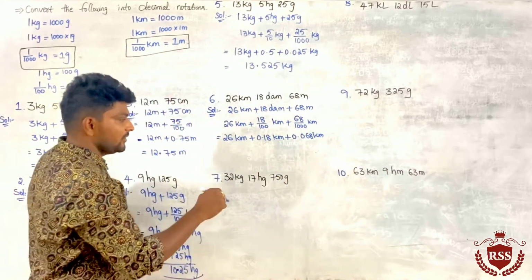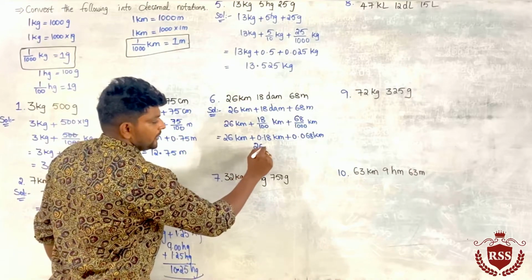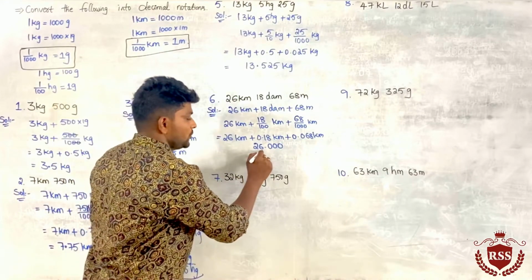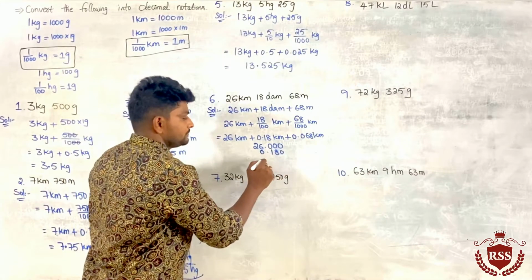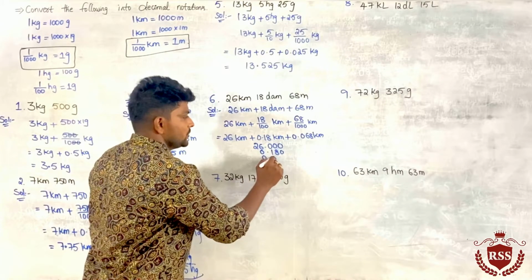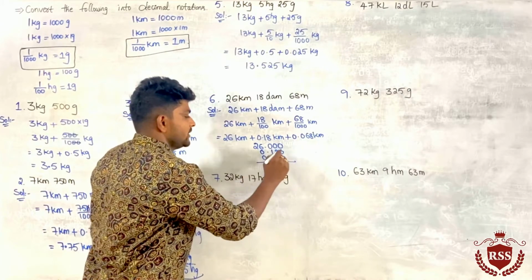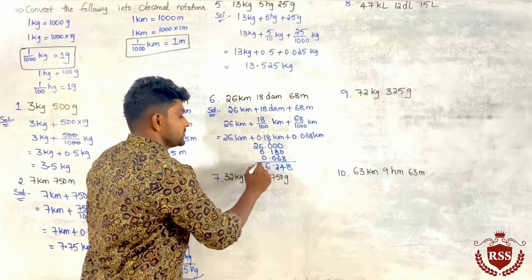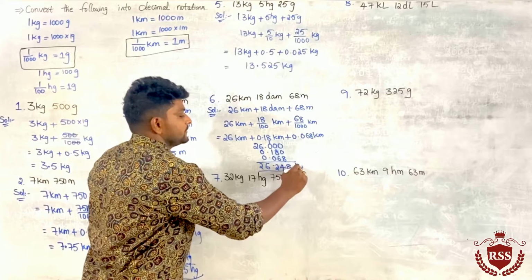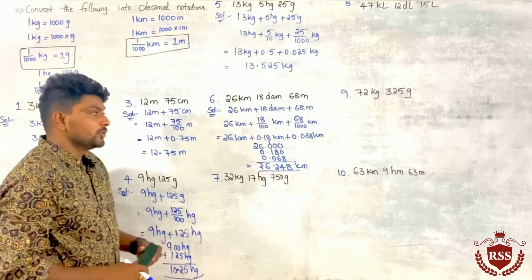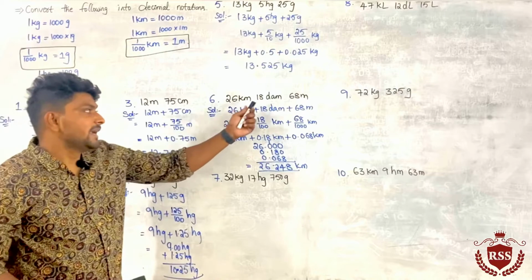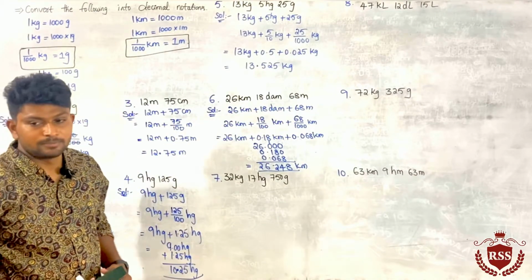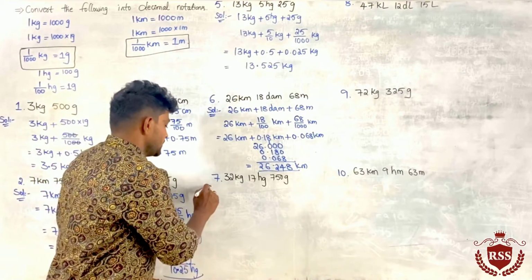So if we add all those values: 26.000, we have already learned this in the addition of decimal values, right? 0.180, 0.068. So if we add that, 8, 14, 12.62 (26.248). It will be the decimal notation of 26 kilometers, 18 decameters, 68 meters. This is the decimal notation. Clear? Next one.